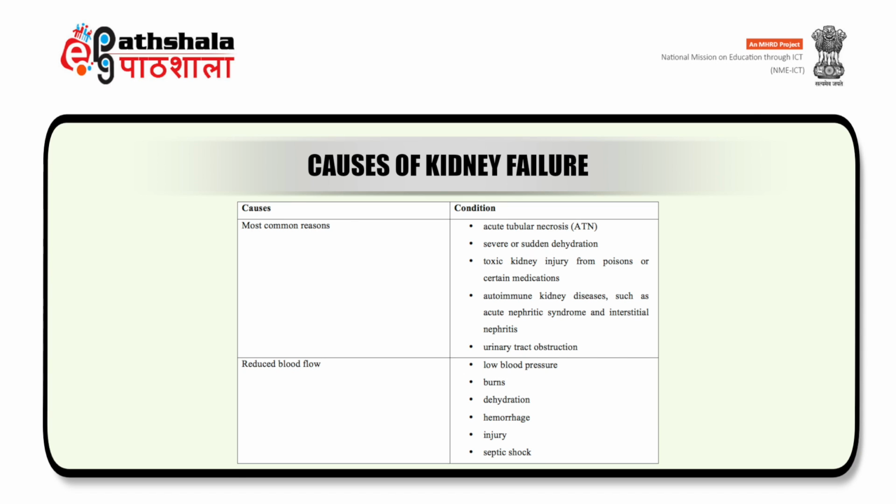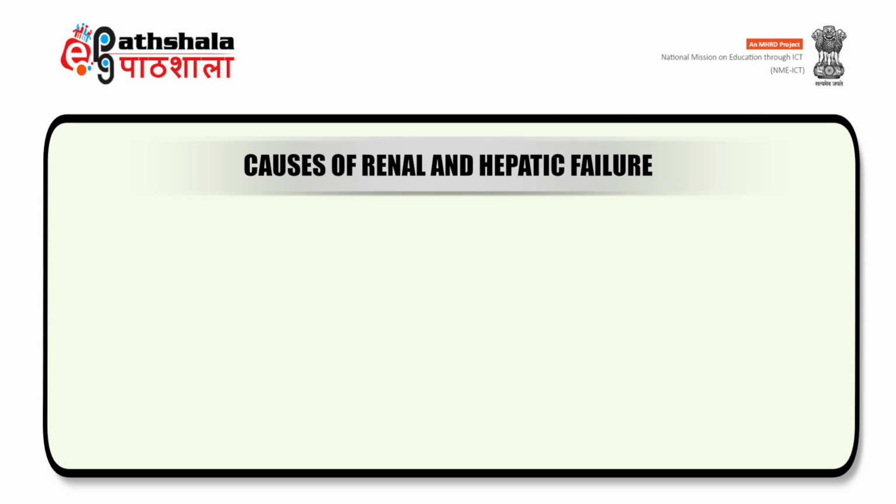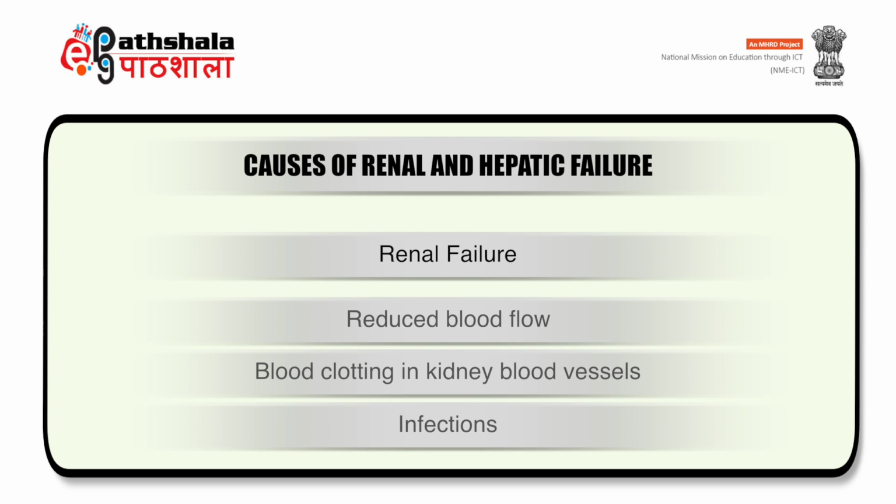So we can see that the most common causes which can lead to kidney failure include severe or sudden dehydration, toxic kidney injury, autoimmune kidney disease, acute nephritic syndrome, reduced blood flow, dehydration, hemorrhage, injury, septic shock. These all will lead to reduced blood flow, and furthermore infectious state can also lead to renal failure. Now the causes of renal and hepatic failure. Renal failure can occur due to reduced blood flow, blood clotting in kidney blood vessels and infections.